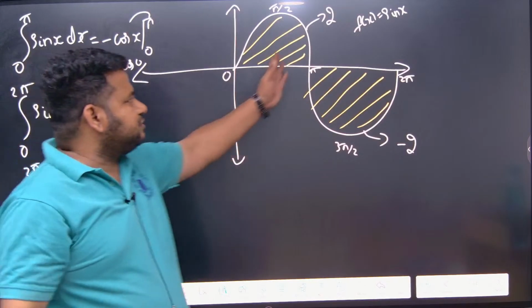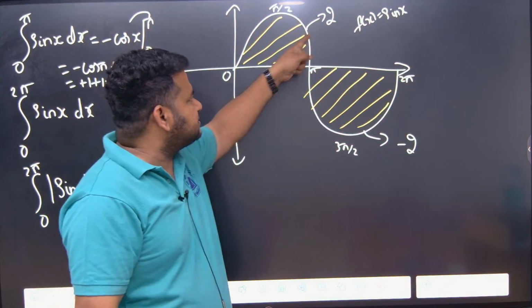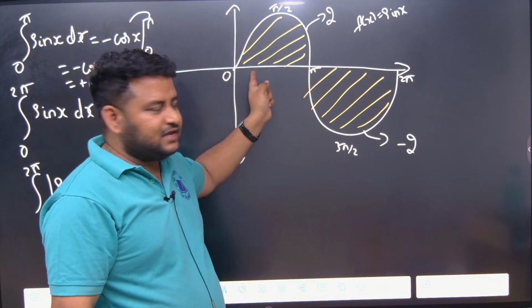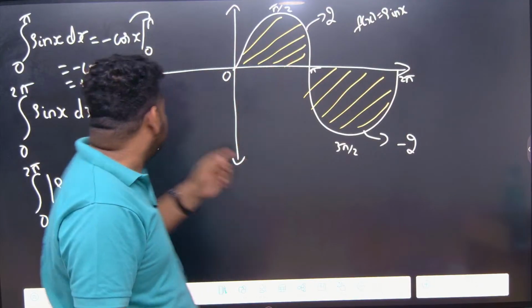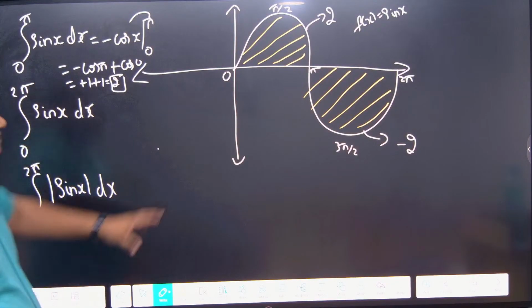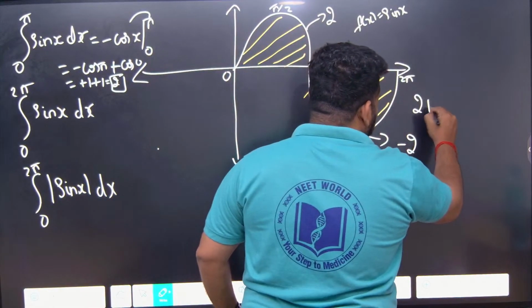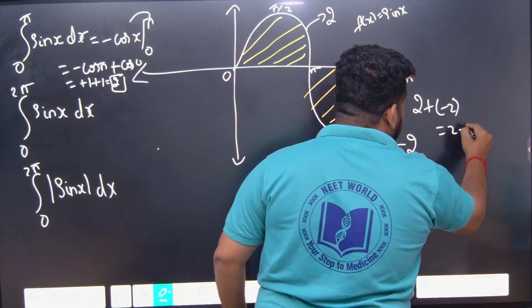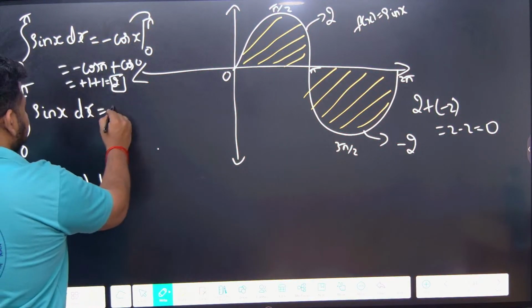So by integrating also we got the value as 2. Graphically also the answer is 2, which is very easy. So if they ask for 0 to pi of sin x dx, the value is 2, which we got by integration also. Now if they ask 0 to 2 pi, I can write this one plus this one, that is nothing but 2 plus minus 2, that means 2 minus 2, the value will be equal to 0.